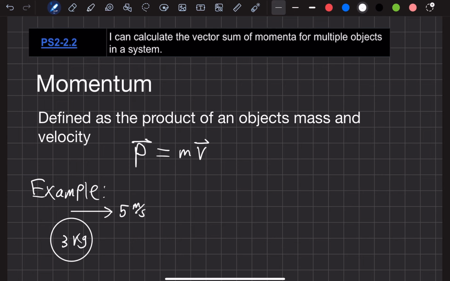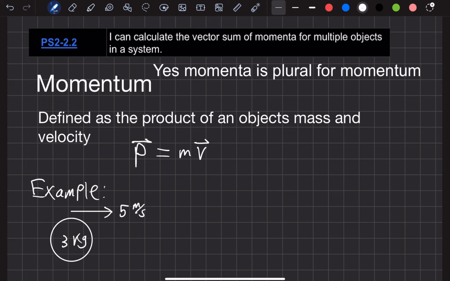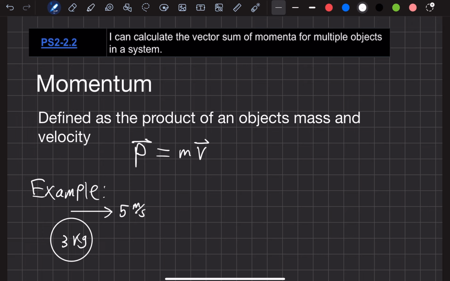The next learning objective in the standard of momentum is about calculating the vector sum of momenta for multiple objects in a system. So we need to understand what momentum is to understand this learning objective. So momentum is defined simply as the product of an object's mass and velocity. That's it. If you do a Google search for the definition of momentum, you're basically going to get the same thing. By definition, it is just mass times velocity.